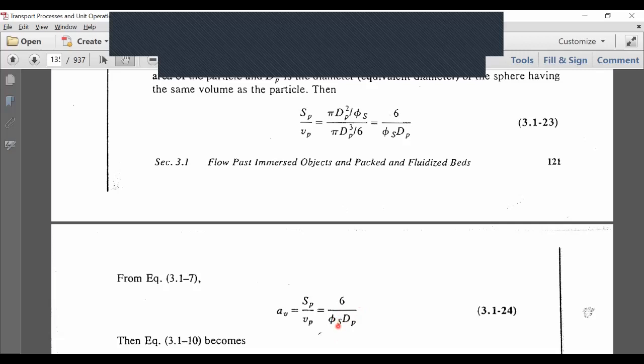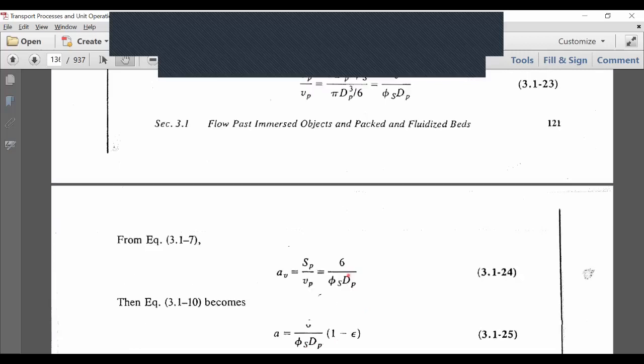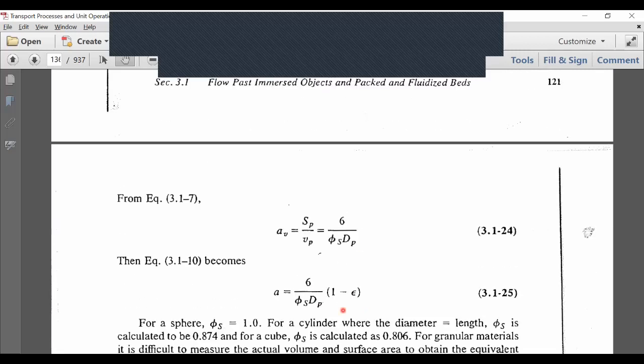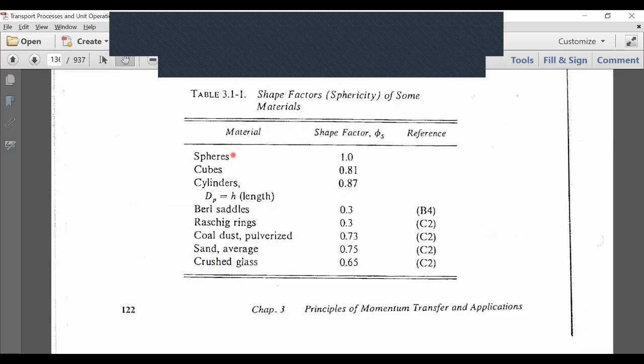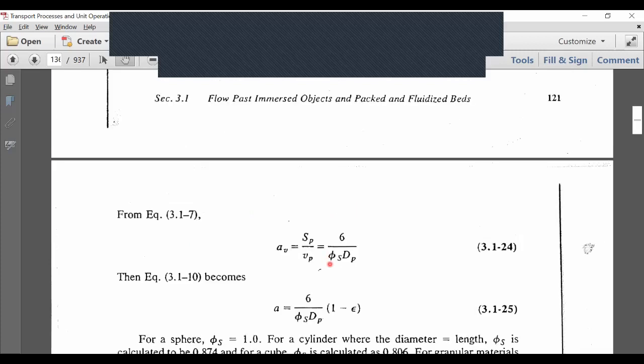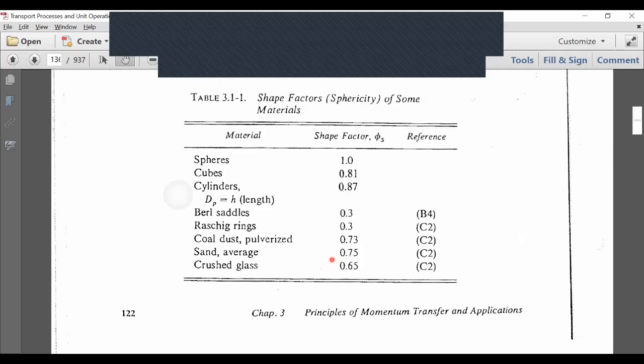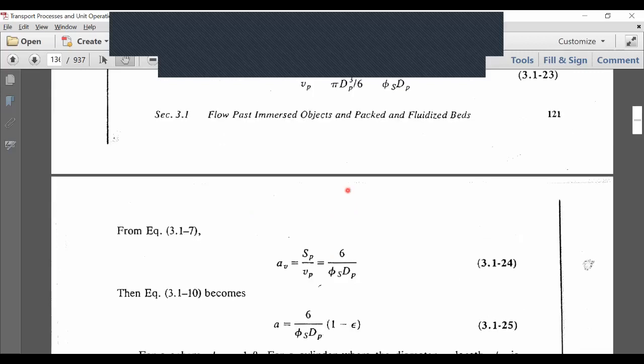But for other irregular shapes, the tau s will not have a value of 1, but another value. Like cylindrical, it's 0.874. For cube, it's 0.806. While for other shapes, you can see here. Let's say for Berl saddles, the shape factor or tau s equals 0.3, so you fill it as 0.3. For coal dust, it's 0.73, so later it will be 0.73 here.